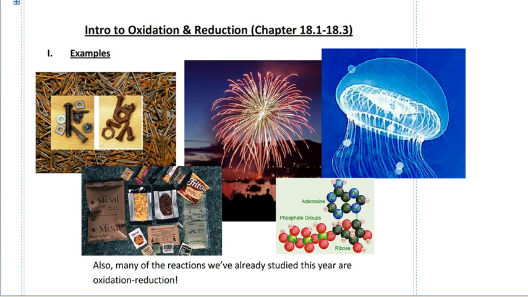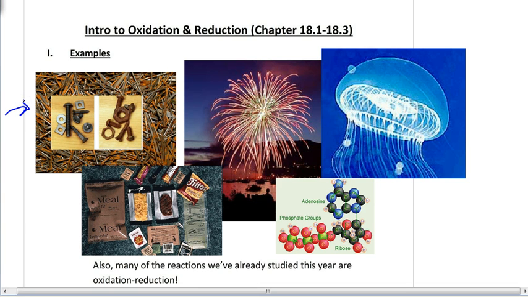We've actually studied several redox reactions so far this year. Many of these you are familiar with in everyday life, like rusting. That's an example of oxidation and reduction. Fireworks, which produce those beautiful colors, all stem from redox or oxidation-reduction reactions. Bioluminescence of things like jellyfish and other deep sea creatures is caused by redox reactions.